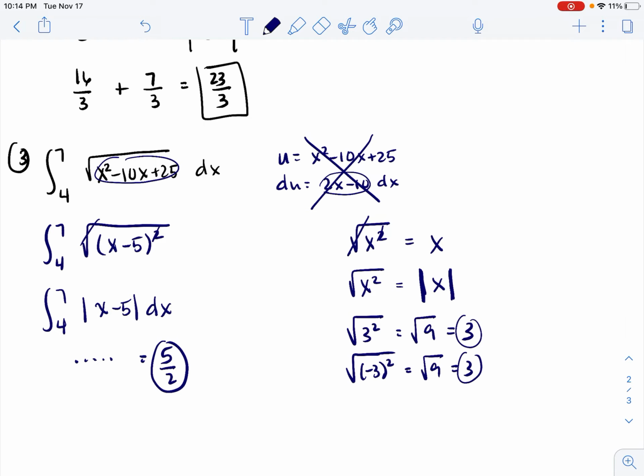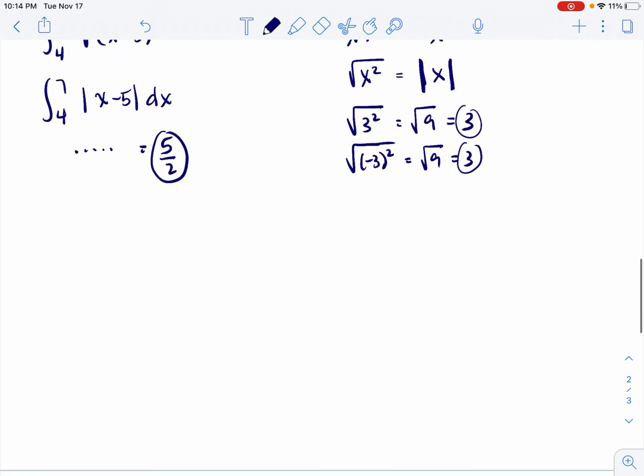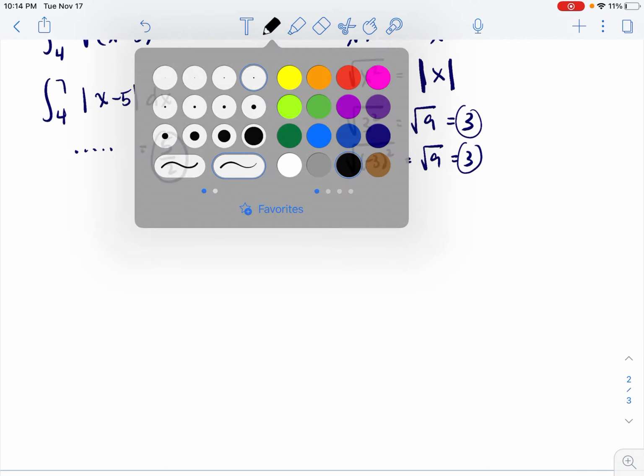Now, one last little thing. Oh my gosh, the last problem that I'm doing on notes. I'm kind of sad here.